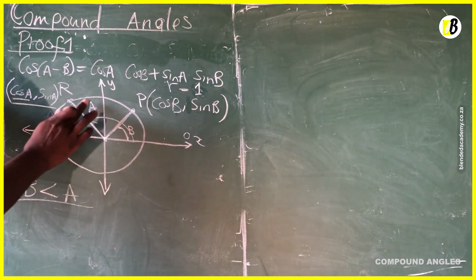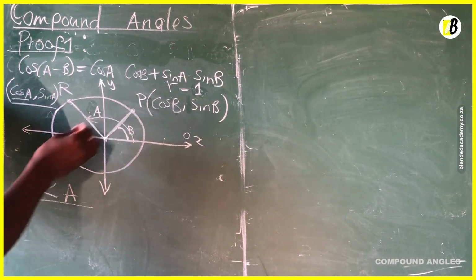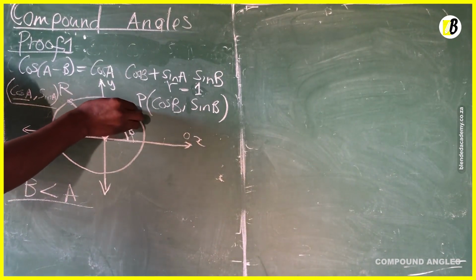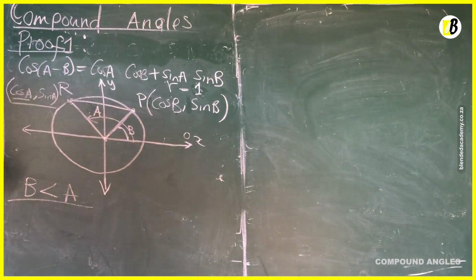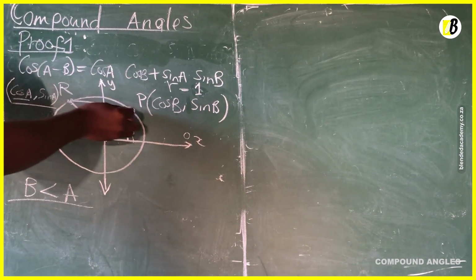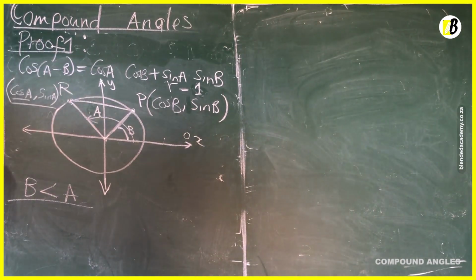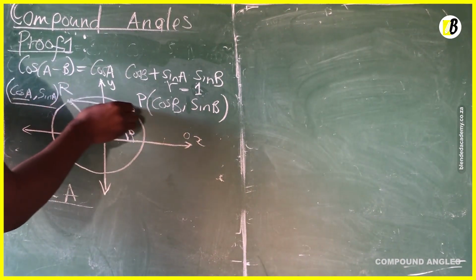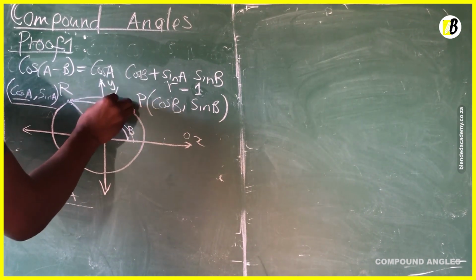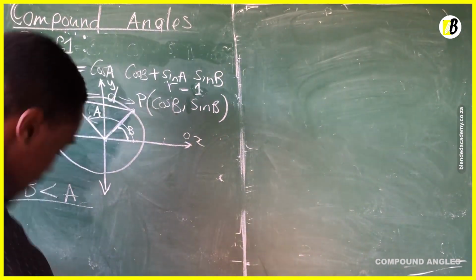So let's move on, and then let's join point P and R. Let's draw a line joining these 2 points up here. Joining these 2 points, we're going to get a triangular shape within this circle. We're going to have a triangle within the circle. And let's name this line, or this distance RP, let's name it D. This is our D, the length between these 2 points.